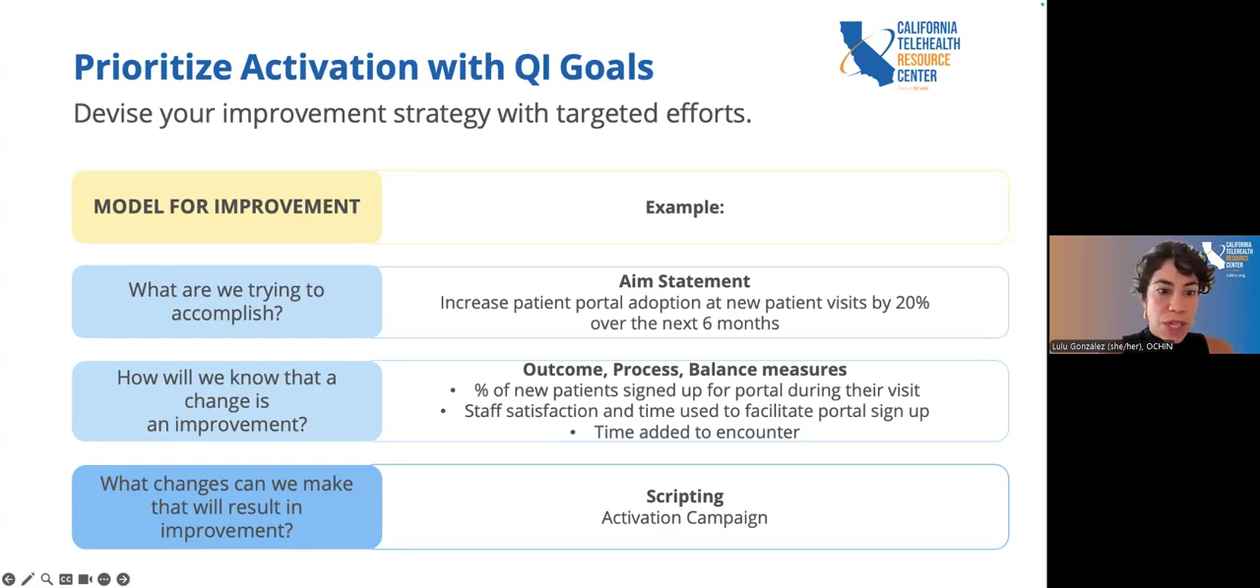So, question number 1, what are we trying to accomplish? This is a really big question. What's really driving the need for change? And this is where you develop an aim statement. The second question, what is the ultimate outcome we need to see as a result of our improvement work? This fits well with developing outcome, process, and balance measures. And then 3, what steps do we need to take to get there? This is your actual plan for change, which can be tested and scaled.